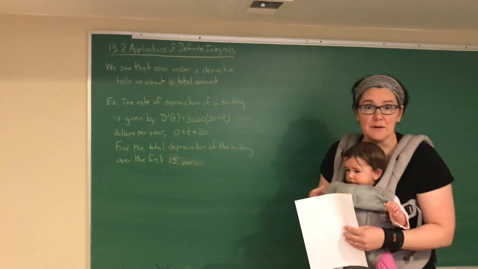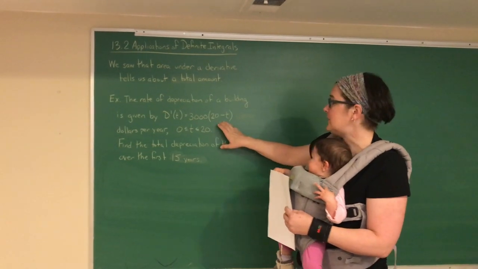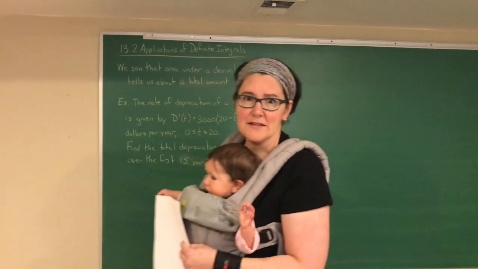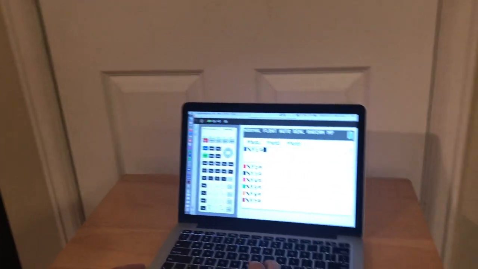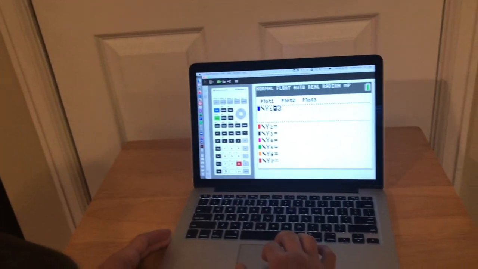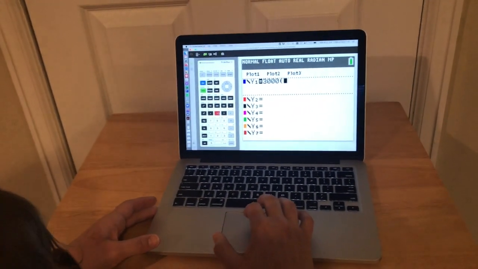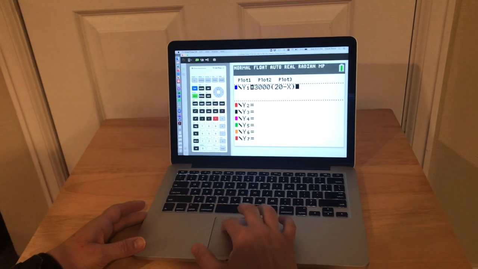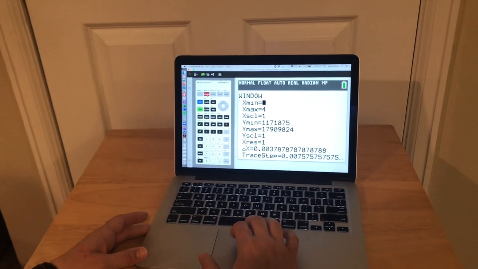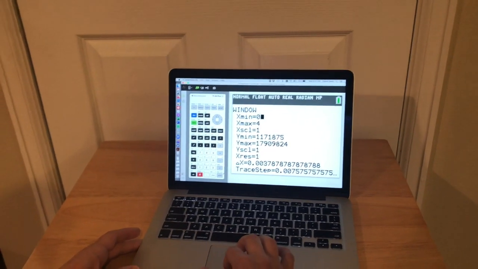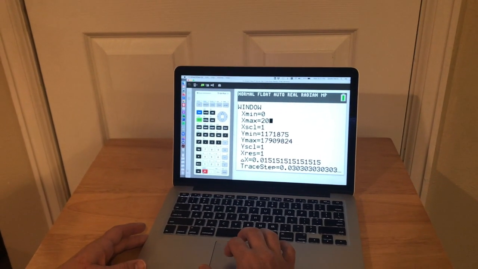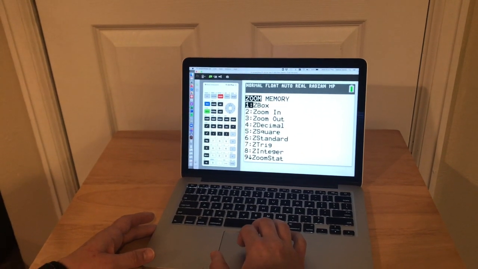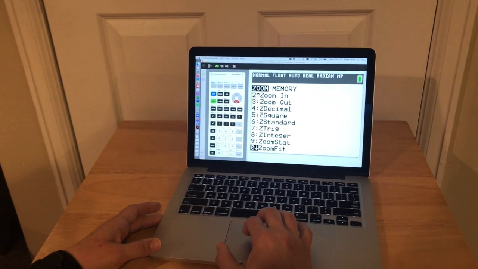Okay, so the first thing we want to do is graph our derivative. Our derivative is d prime of t equals 3,000 times (20 minus t). So we're going to head over to the computer and look at our graphing calculator emulator. We'll type in our function, 3,000 times (20 minus t). For our window, we're told that our t values are between 0 and 20, so we'll use an x maximum of 20, and then I'll use zoom fit to figure out what the y values should be.